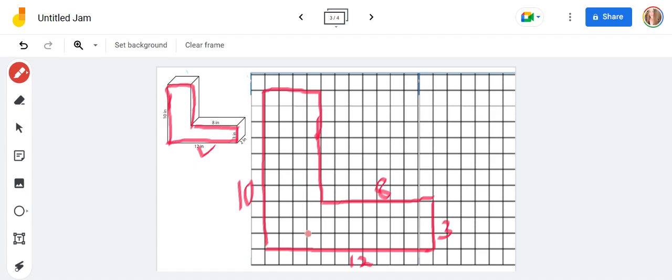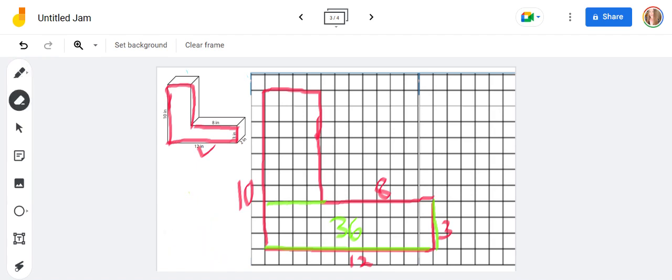And what I want to do is count how many squares are inside. There's a few different ways that I can do that. What I'm going to do is split it, and count how many squares are here and how many squares are here. So I'm going to start here. I notice that this is a 12 by 3. And I know, if I do the math, 12 times 3, I know 3 times 2 is 6, 3 times 1 is 3. So I know that there's 36 squares in here.